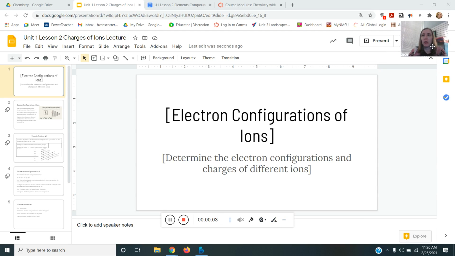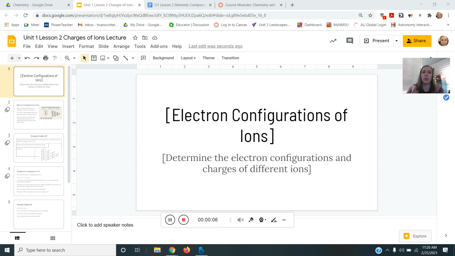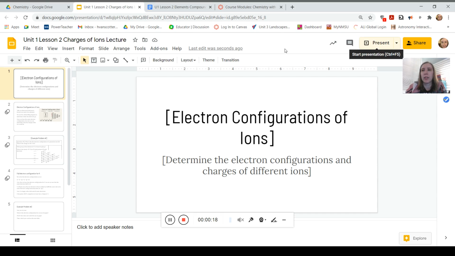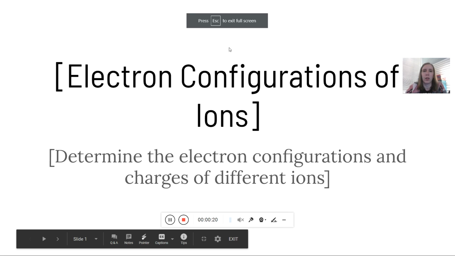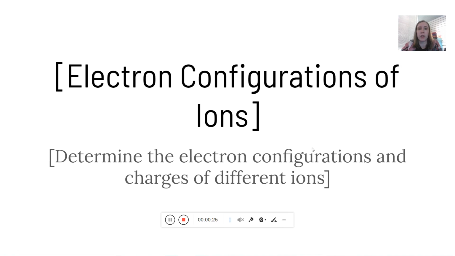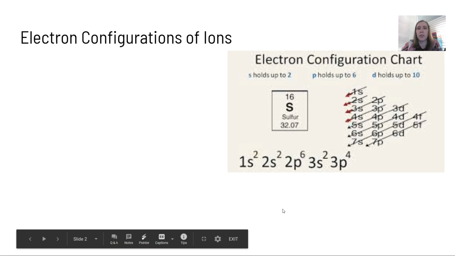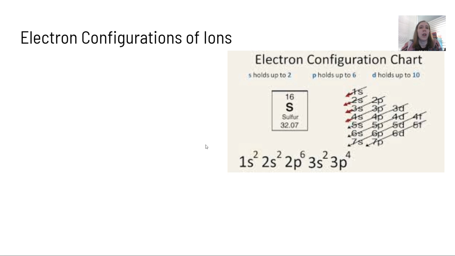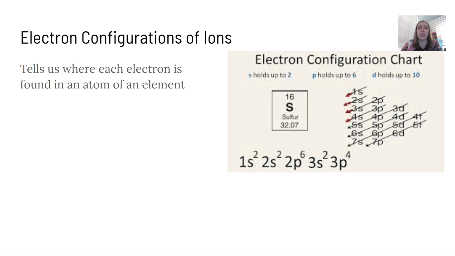Hey, real quick, we're going to go through how to find the electron configuration of ions using our full electron configuration for the elements. So let's get started. We are going to be able to determine the electron configurations and the charges of different ions. That's our goal. Again, electron configurations tell us where each electron is found in an atom of an element.